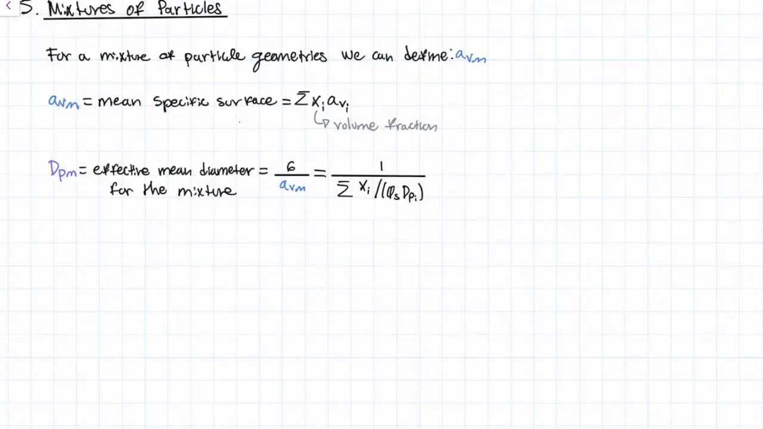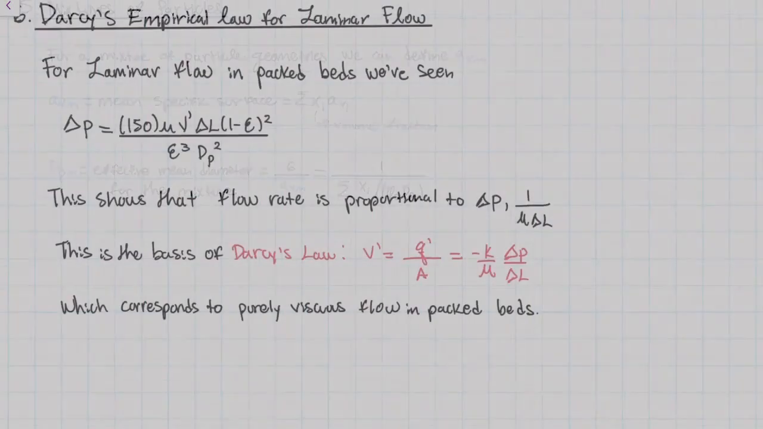If a fluidized bed has more than one type of particle, you have to account for the different shapes of these particles through the mean specific surface, which is the summation of the volume fraction of a single particle times its specific surface. Then you redefine the effective mean diameter for the mixture as 6 over the mean specific surface, and this accounts for the different geometries of the different particles.